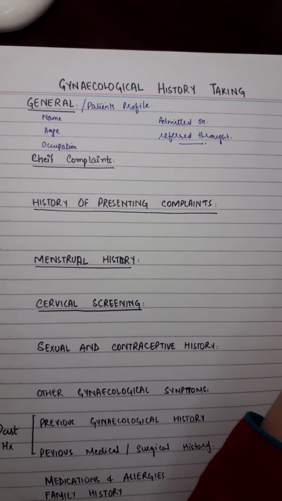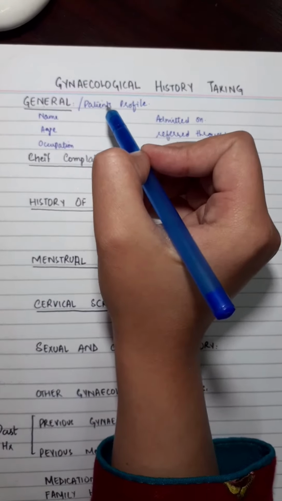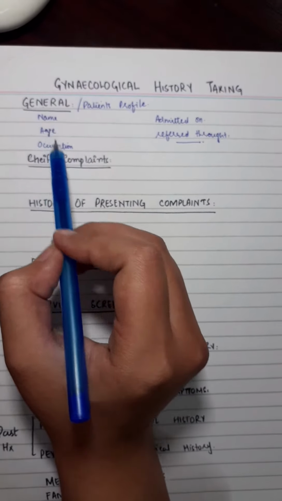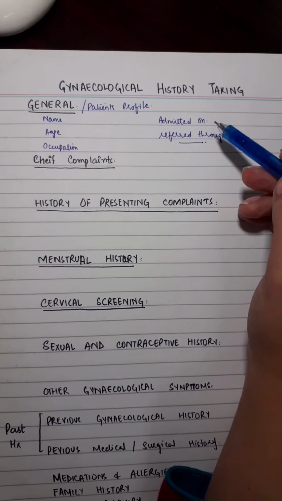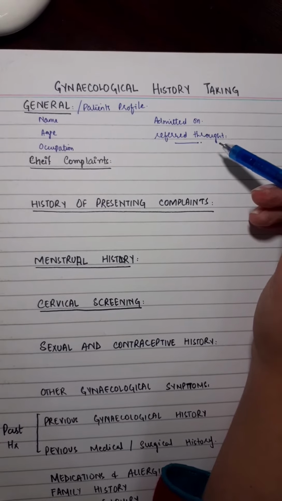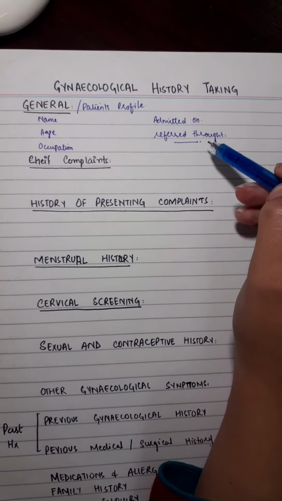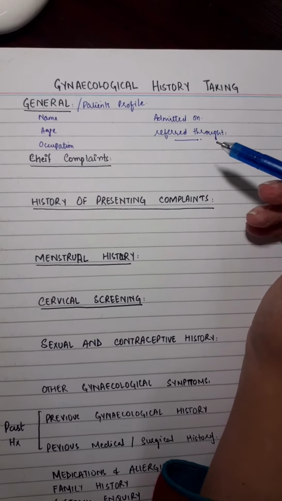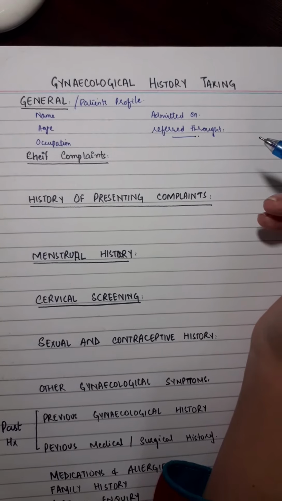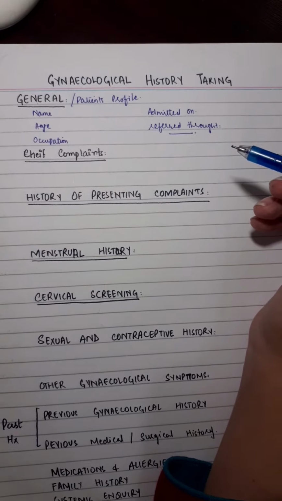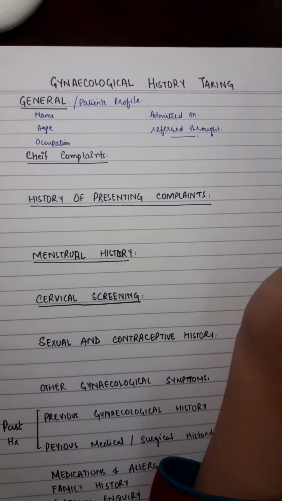So, the first heading is general or patient's profile, and in patient's profile, we are going to ask about the name, age, occupation, and the date of admission if the patient is in ward and referred through OPD or emergency. And this is important to ask because this can tell about the extent of the patient's disease. If the patient is referred via emergency, this means that the patient's condition is not very good.